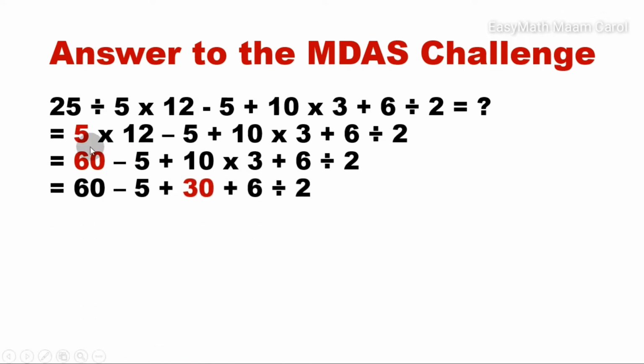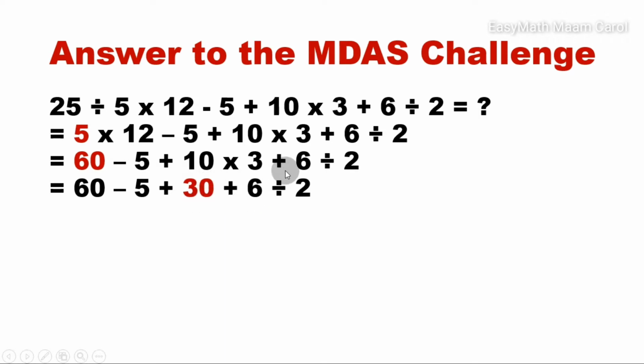Ang next na gagawin natin is we are going to skip minus 5. At bakit tayo mag-skip ng minus 5? Kasi kung papansinin niyo yung previous expression, meron tayong kasunod doon na 10 times 3. So, we have to do that computation first bago yung minus 5. And the answer for 10 times 3 is 30. So, yan, as indicated by the red number here.